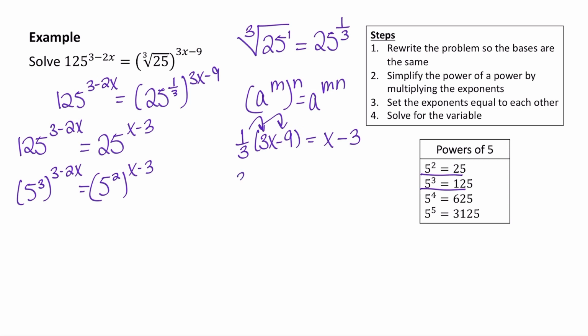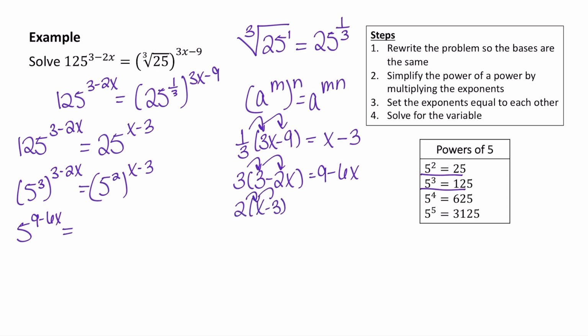Okay, so on the left side I have 3 times 3 minus 2x. So if I distribute that 3, that's going to give me 9 minus 6x. So I have 5 to the 9 minus 6x equals, and then on the right side I have 2 times x minus 3. So I'm going to distribute that 2, so that gives me 2x minus 6. So we have 5 to the 2x minus 6.